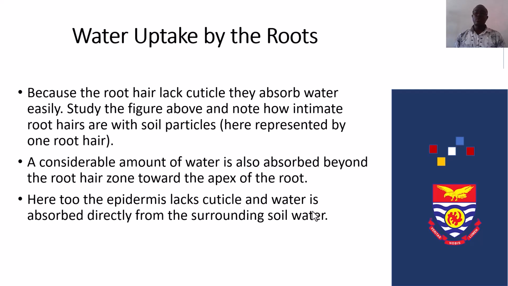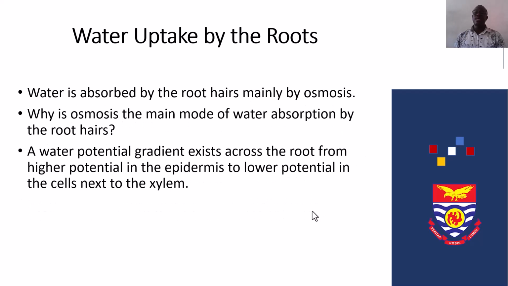A considerable amount of water is also absorbed beyond the root hair zone toward the apex of the root. Here too, the epidermis lacks cuticle and water is absorbed directly from the surrounding soil water. Water is absorbed by the root hairs mainly by osmosis. Why is osmosis the main mode of water absorption by the root hairs?